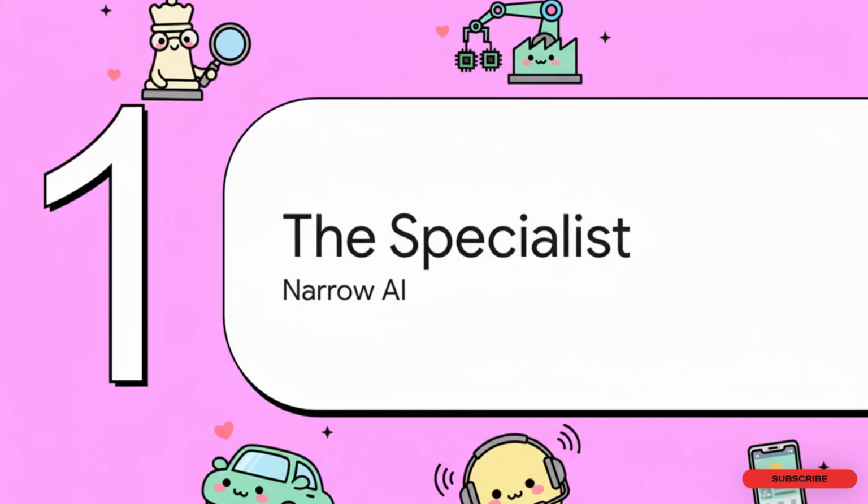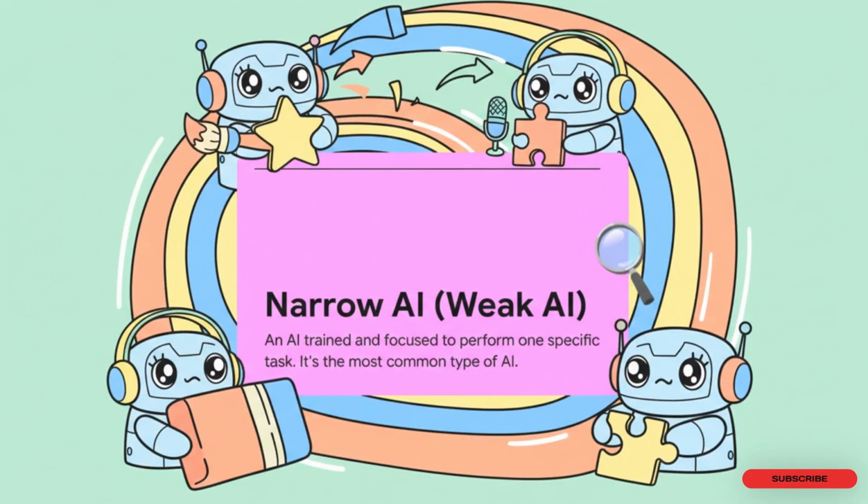So let's kick things off with the first and by far the most common type of AI that you deal with every single day. I like to think of it as the specialist, but its official name is narrow AI. Narrow AI, and you might sometimes hear it called weak AI, is basically a master of one thing. It's designed and trained to do one specific job and do it incredibly well. Just think of it like a highly trained expert who has total tunnel vision. It's brilliant at its one task, but it has zero awareness or skills outside of that little box.